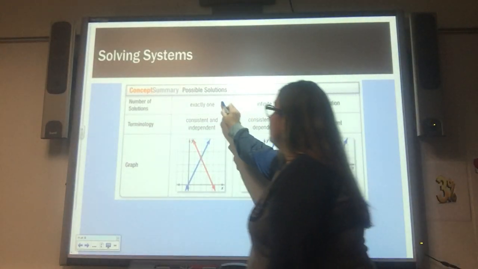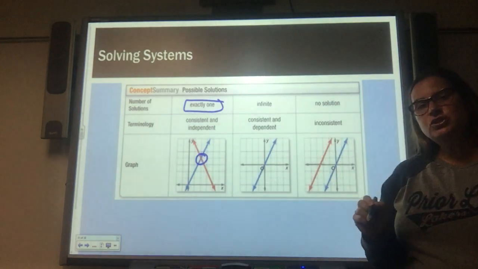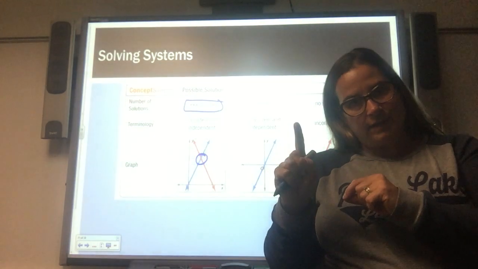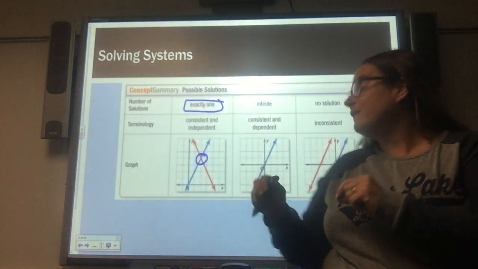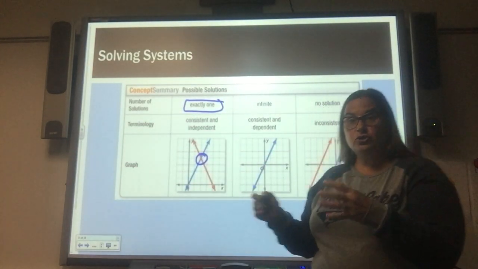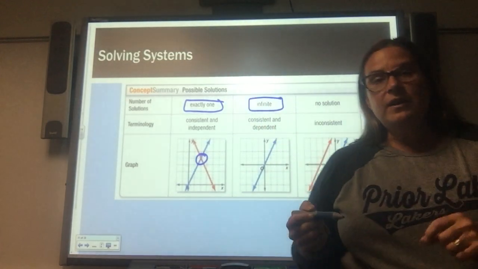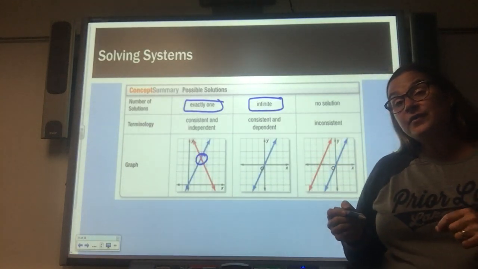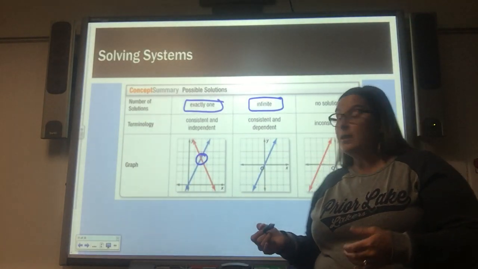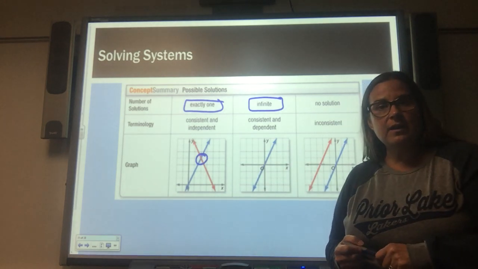They can have exactly one. That means that your two lines, when graphed, intersect at one point. That also means that that value of the x and the y will work for both equations. It'll make it true. There can be an infinite number of solutions. There's an infinite number of solutions if when you graph them, they're the exact same line. That means that every dot on this line works, so there's an infinite number of solutions.